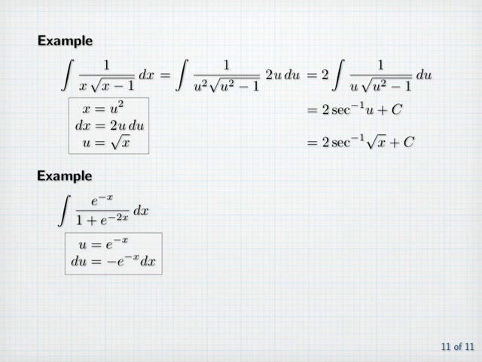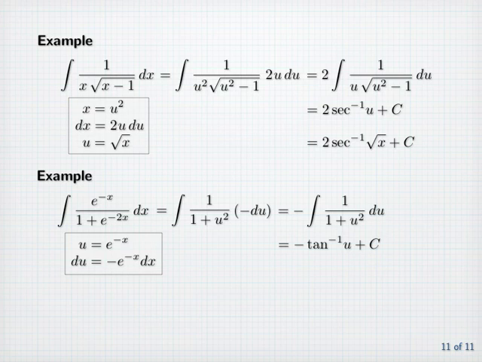And so the integral becomes the integral of 1 over 1 plus u squared times minus du. Now that minus comes out front, and we have minus the inverse tangent of u plus c. And now we replace u with e to the minus x, obtaining minus inverse tangent of e to the minus x plus c.